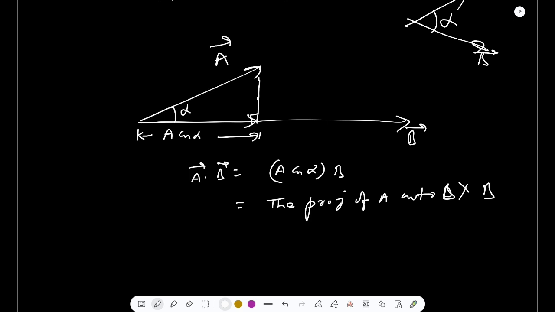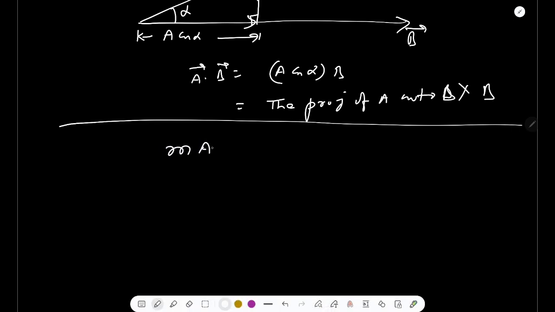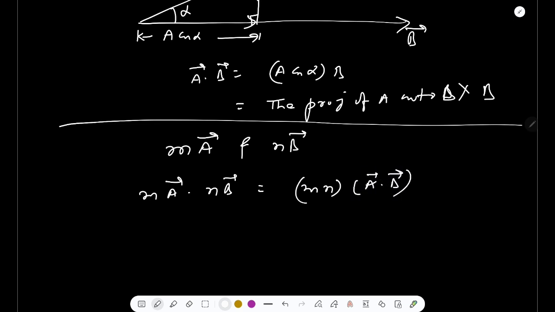And what can you do? First, you have to know some properties of the dot product. If you want to find the scalar product of two vectors written as MA and NB, where M is a scalar, A is a vector, N is also a scalar, and B is another vector, and you want to find MA dot NB, it will simply become MN multiplied by A dot B, nothing else.